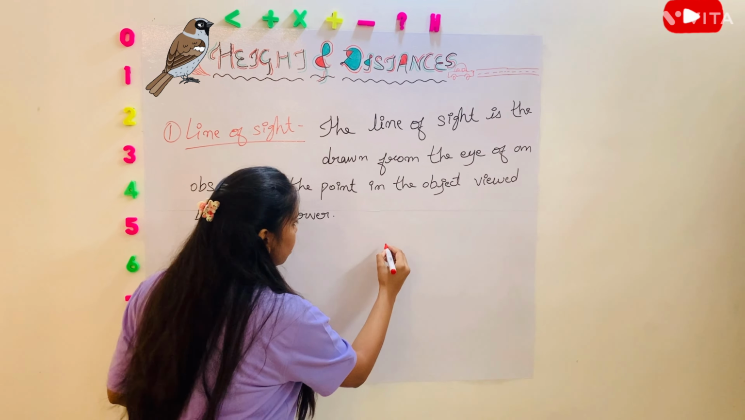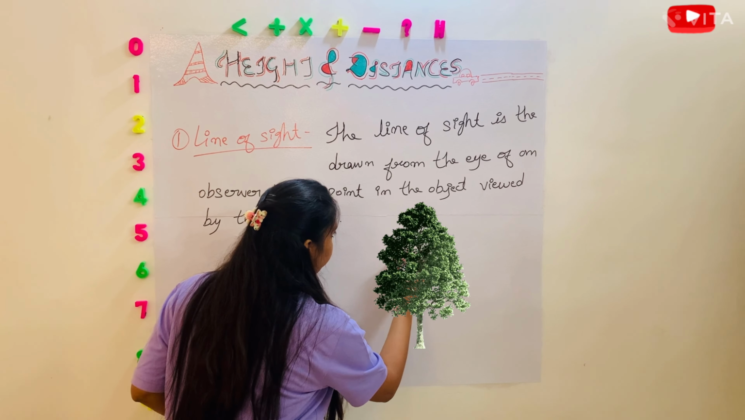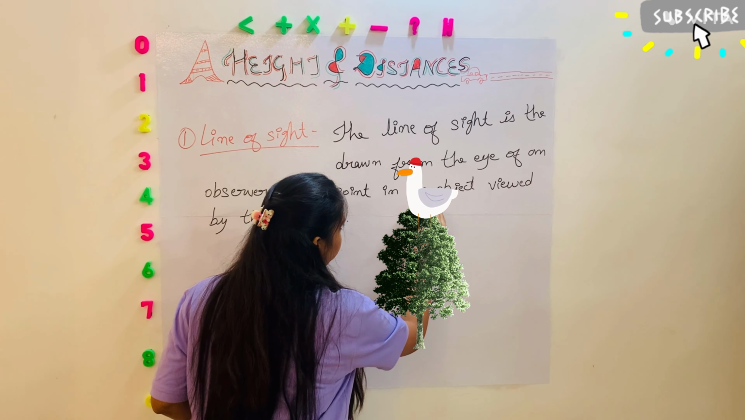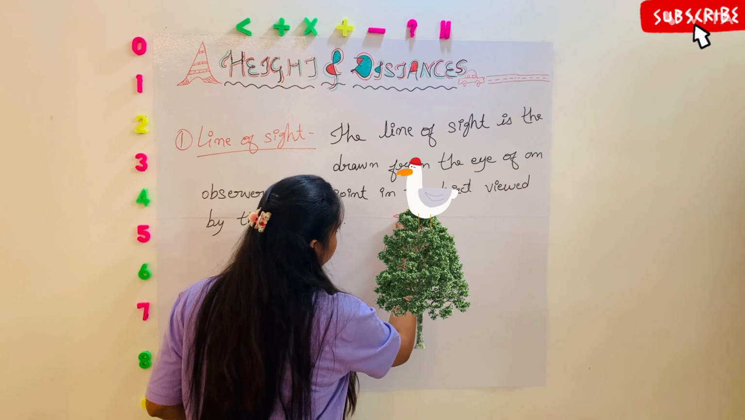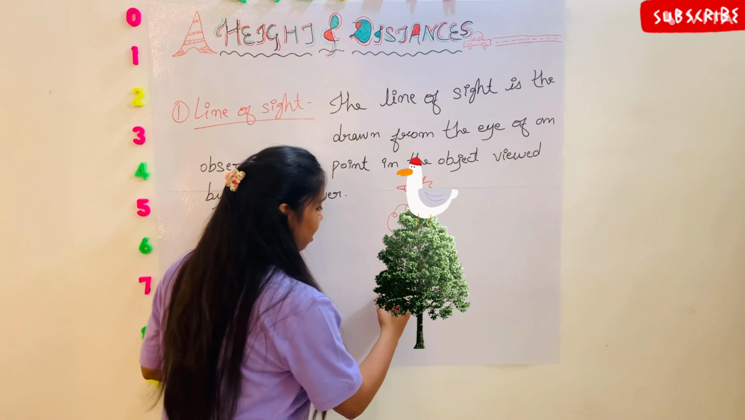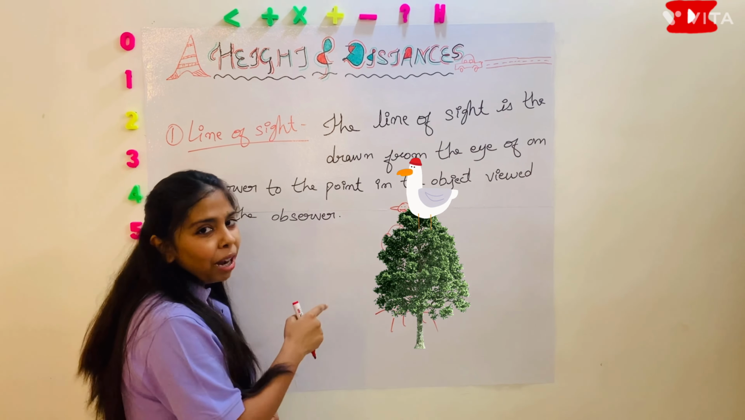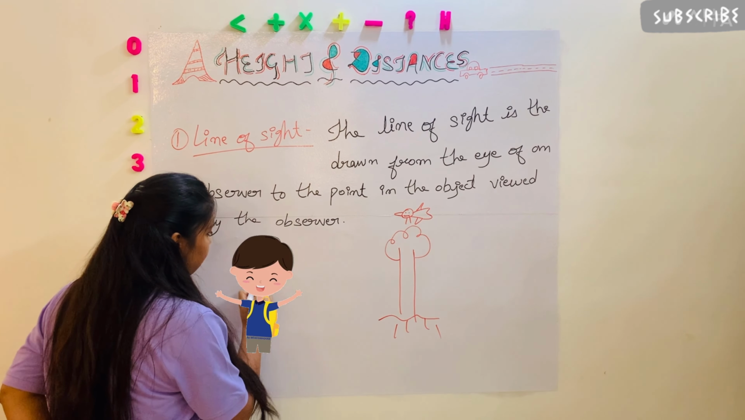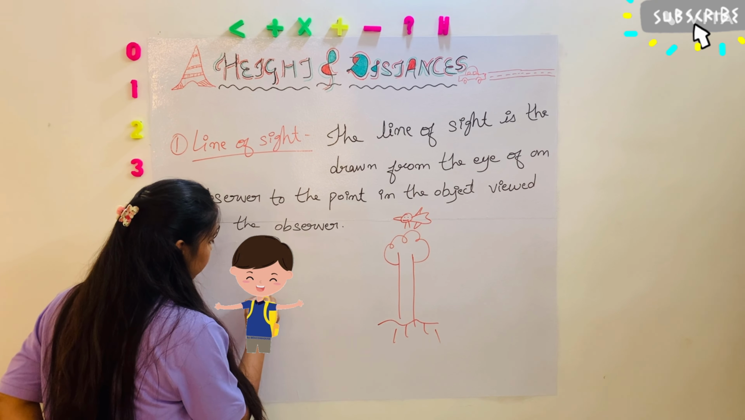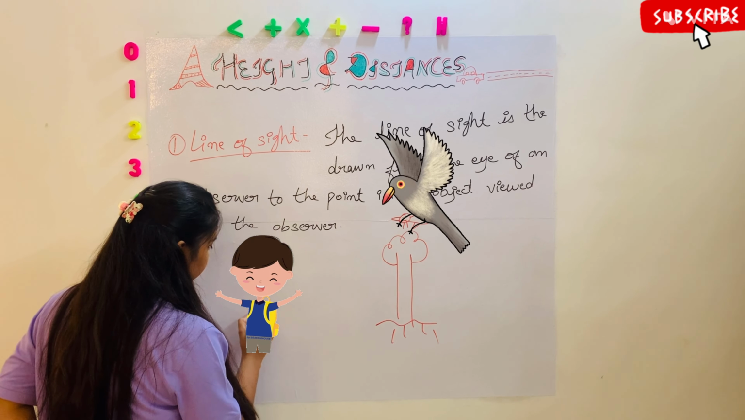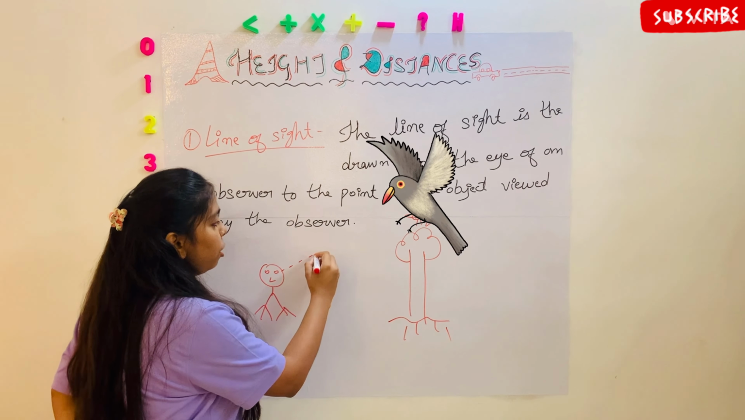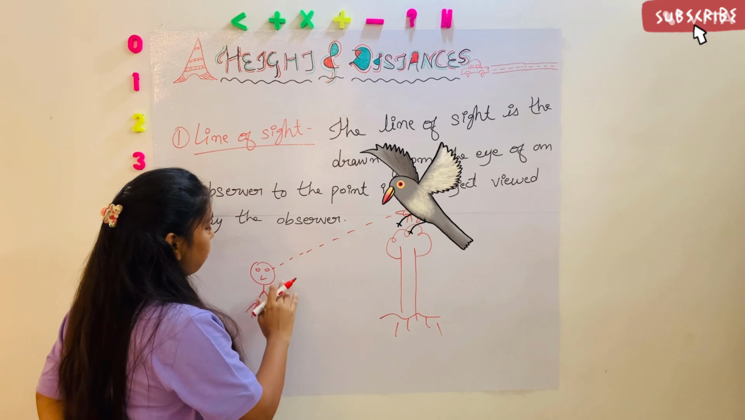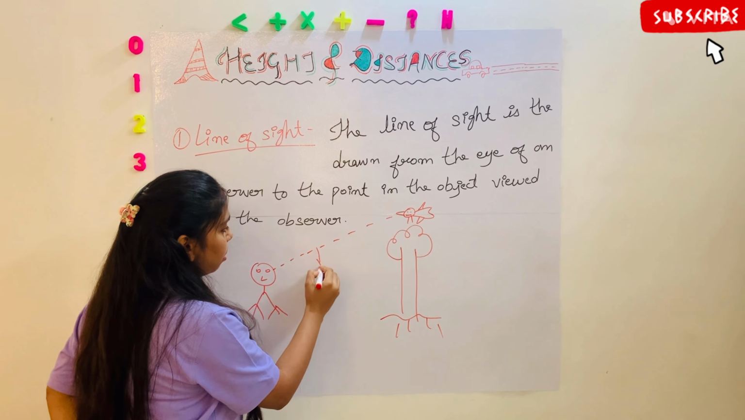Suppose this is a tree, and here is a bird. My drawing is not good, okay? You have to manage it. So this is you, and you are looking at a bird that is sitting on the top of a tree. This line is called the line of sight.